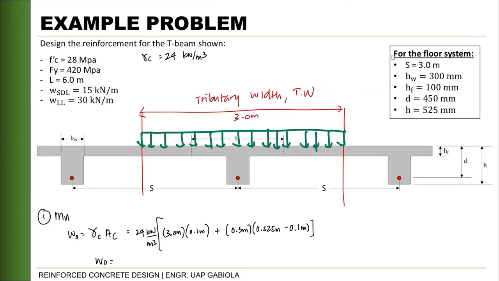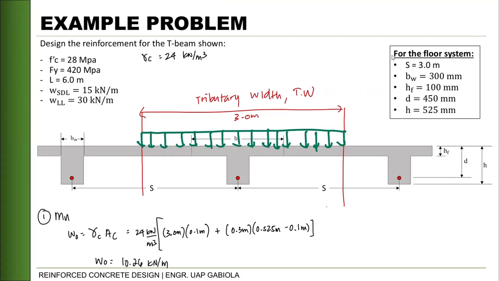so how much? So we have 24 times 3 times 0.1 plus 0.3 times 0.525 minus 0.1. So we have 10.26 kilonewton per meter. Okay.